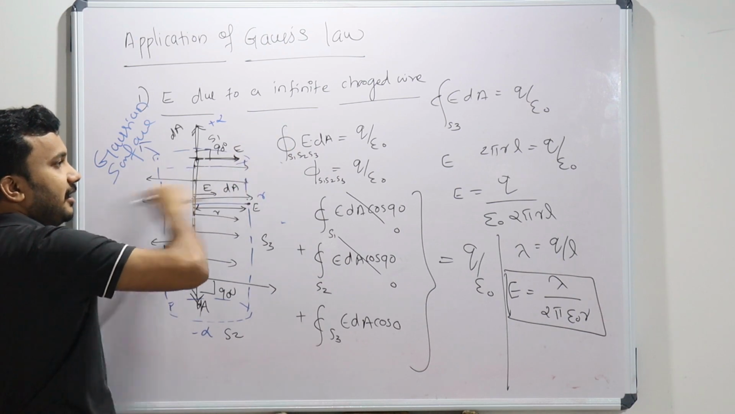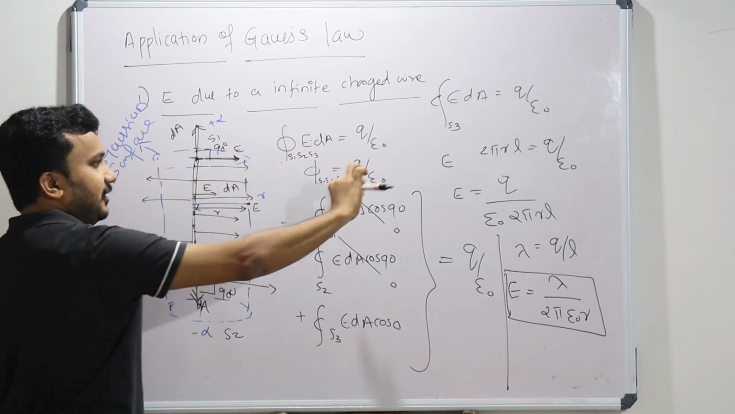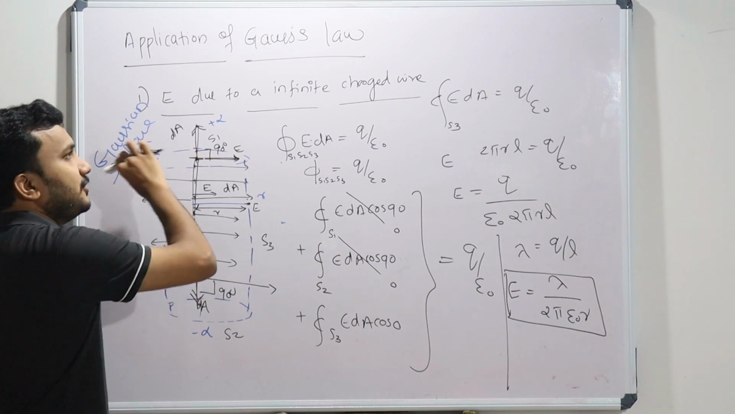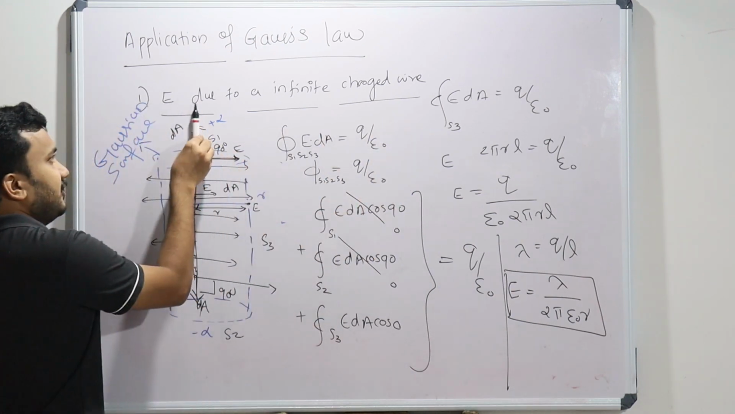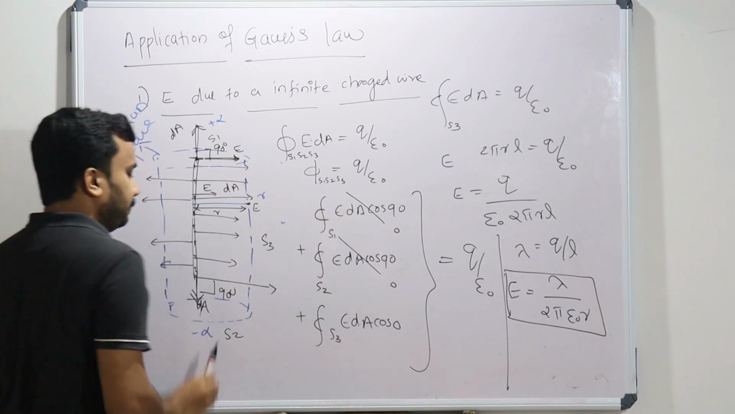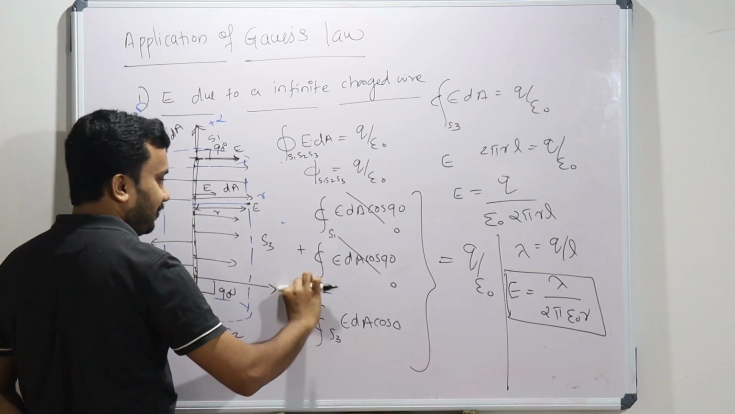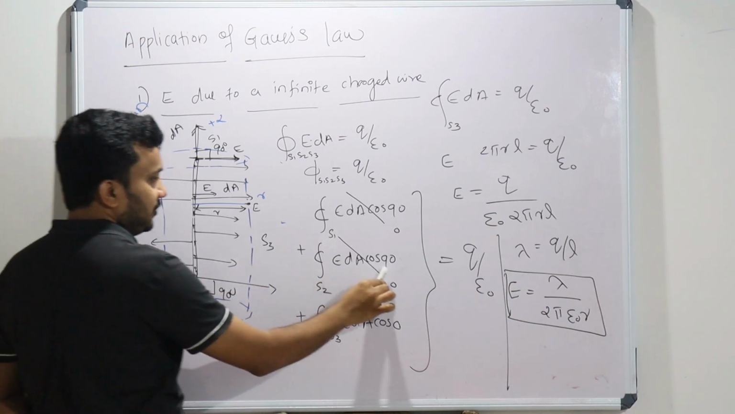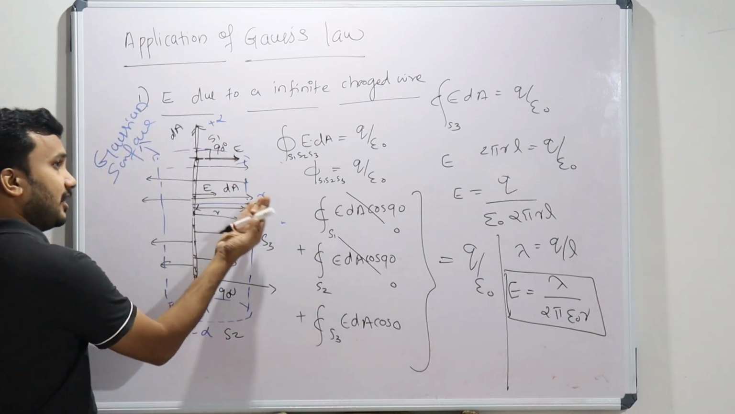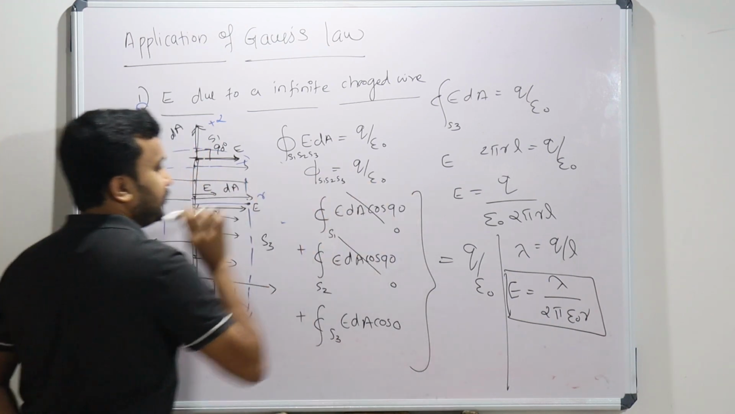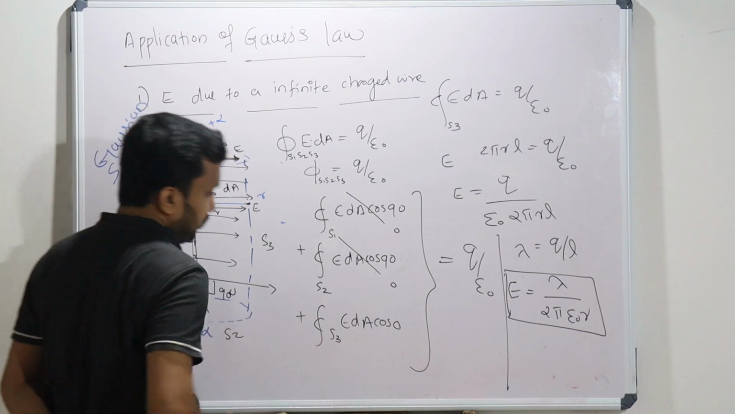Electric field lines are emerging out like this, going right and going left. So with respect to the S1 surface, electric fields are going like this and the area vector is like this, so the angle between them is 90. With respect to the S2 surface, the area vector is like this and the electric field like this, angle is 90, so this is cos 90. With respect to the curved surface, the electric field is like this and the area vector is perpendicular to the surface, so the angle is 0, cos 0.